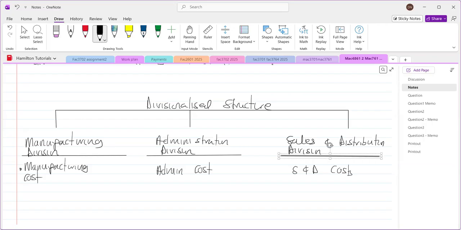Now, you also see that we tend to call this factory cost, or production costs. So these terms are interchangeable. When someone says manufacturing cost, factory cost, or production cost, they are speaking about the same cost.